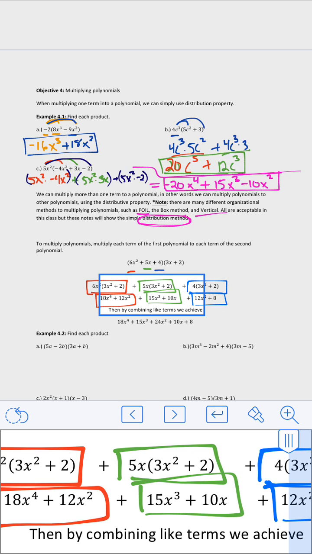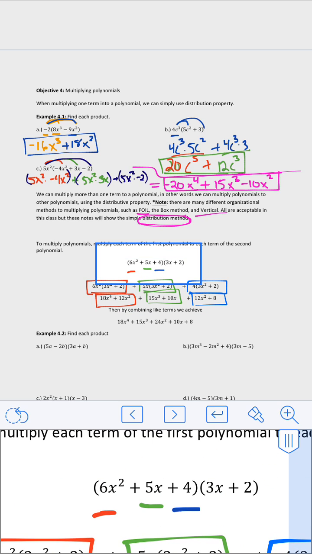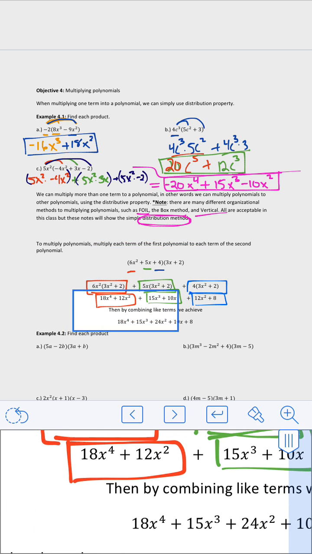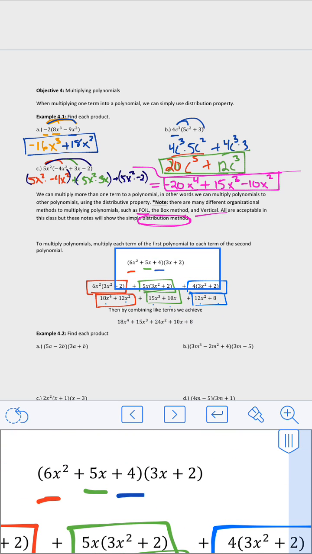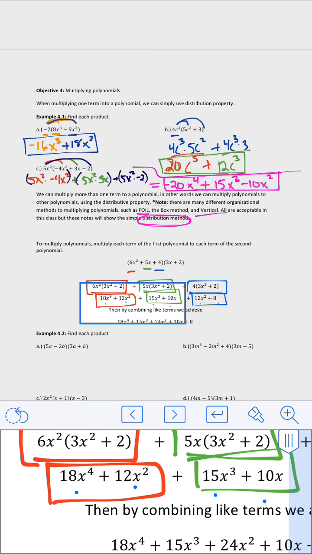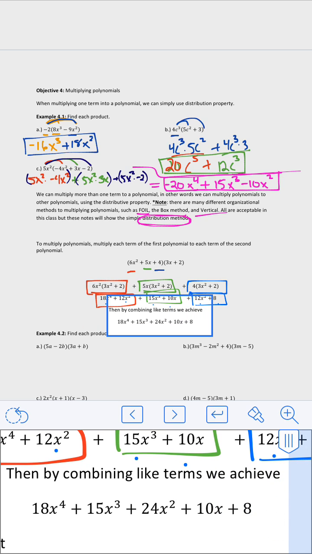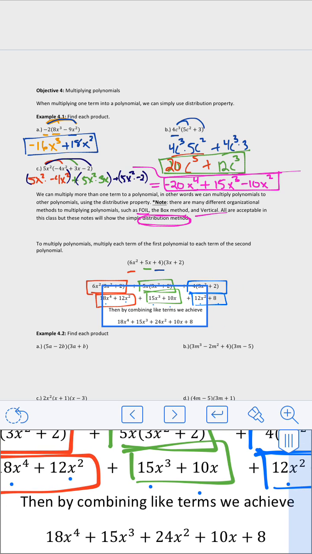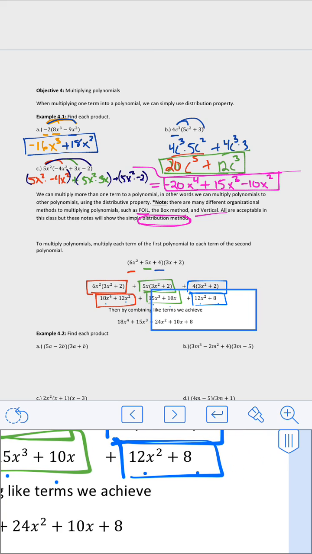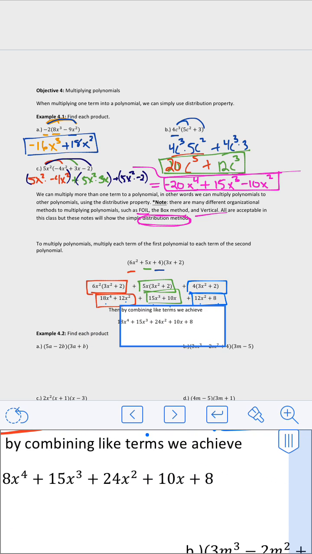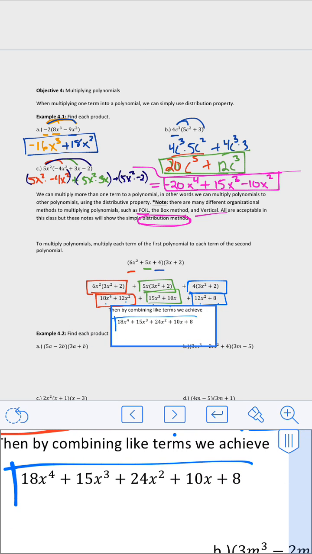So at the end of the day, if I have 3 terms and 2 terms, I should get 6 pairs, 6 combinations, right? So I got 1, 2, 3, 4, 5, 6. I know that everybody got multiplied together. That's all it is. After that, it's just one big, huge addition problem, and you combine like terms. So I happen to have a 12x squared, so I combine those to 24x squared, and it looks like everything else was actually a single term. So I ended up with a 5-term polynomial as my answer.